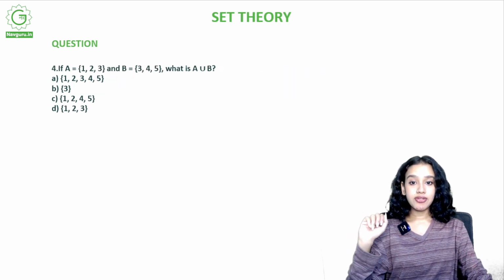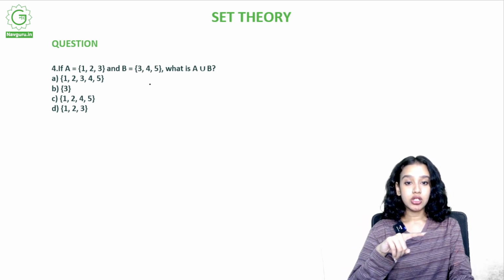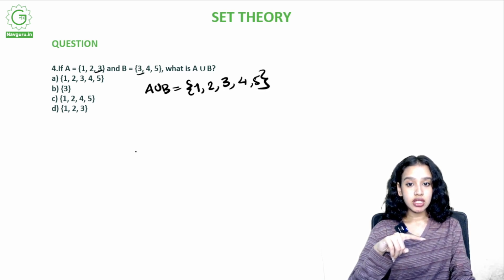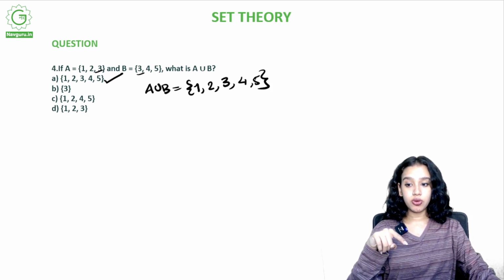Now, if A is equal to {1, 2, 3} and B is equal to {3, 4, 5}, what is A union B? So, A union B is equal to 1, 2, we have 3 common, so we'll just write it once, 3, 4, 5. So, the set A union B is equal to {1, 2, 3, 4, 5}.